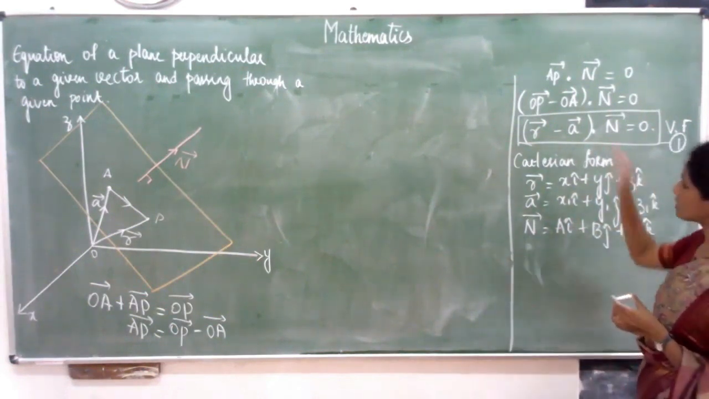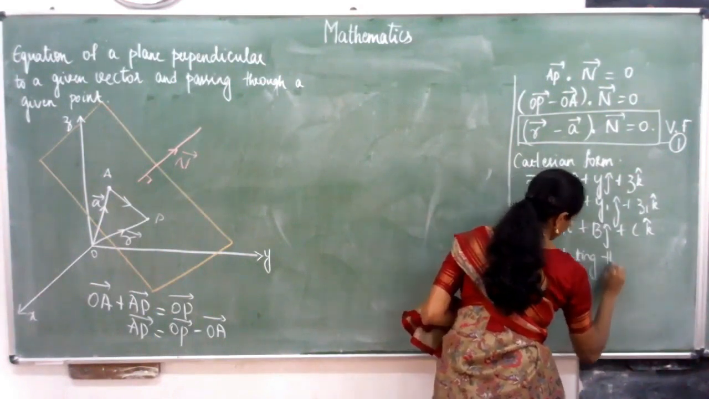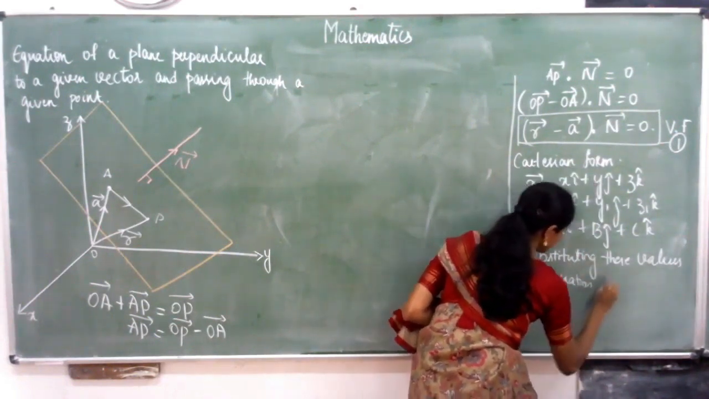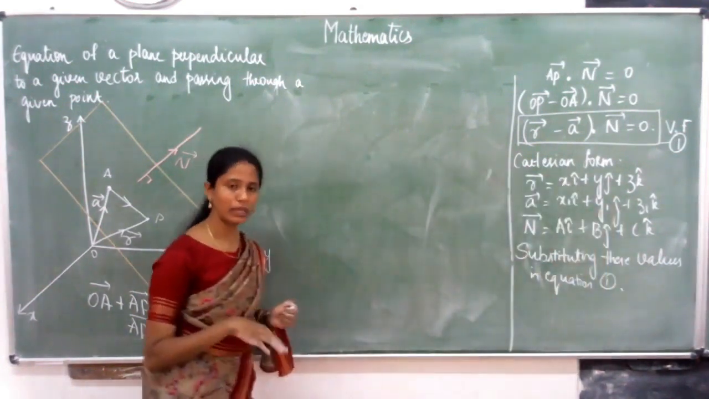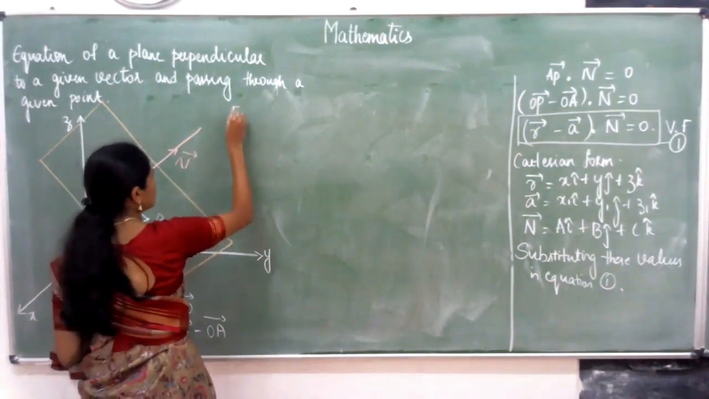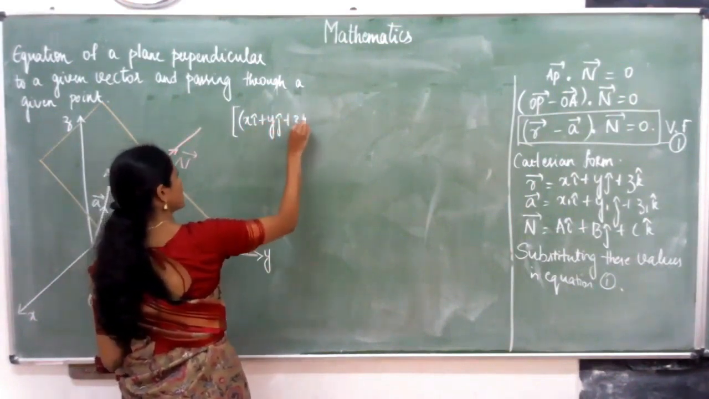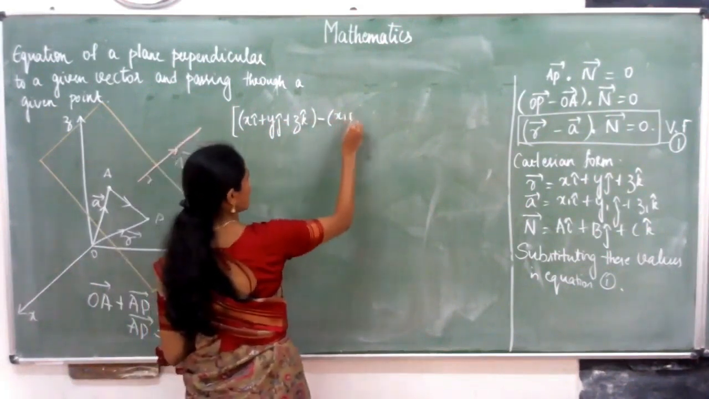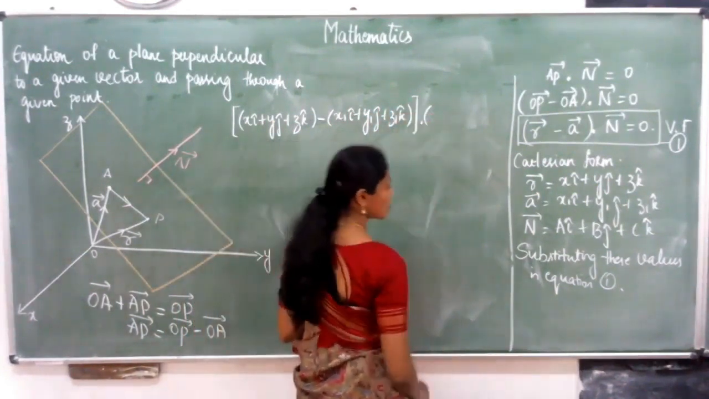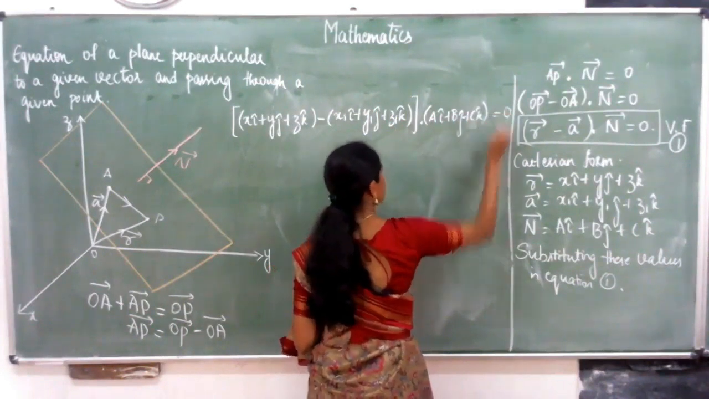Now substituting these values in equation 1, which we consider as the vector form of the equation of the plane, in order to find its Cartesian form. So we have vector R, which is x i cap plus y j cap plus z k cap, minus vector A, which is x1 i cap plus y1 j cap plus z1 k cap, dot vector N, which is a i cap plus b j cap plus c k cap, which is equal to 0.